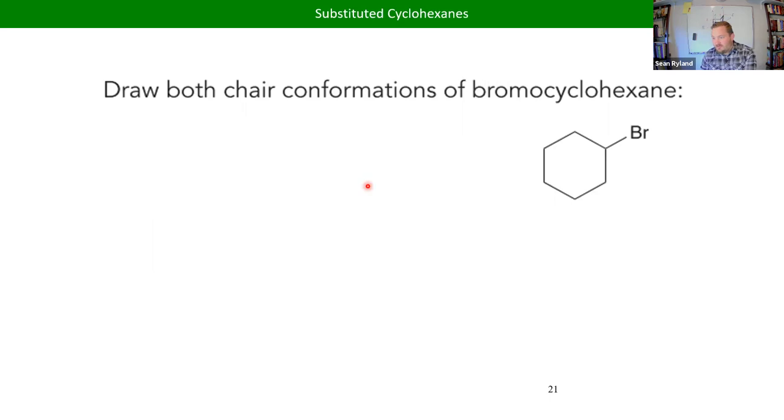So let's try that. If we're starting from bromocyclohexane, let's start by trying to draw a chair conformation, and then we'll draw the chair flip, and that'll show us the other conformation of bromocyclohexane. And so start by just drawing your chair.